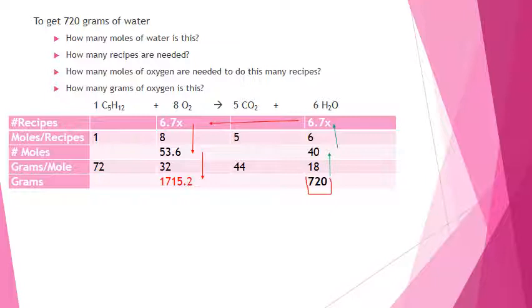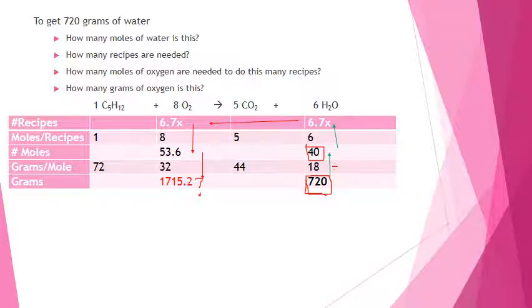So here's what you're starting out with. You want to get 720 grams of water, and what you want to do is find out how many grams of oxygen you're going to need to make that. Okay, so first thing you have to do is figure out how many moles. So this is where you got to go. Question mark. So you have to figure out how many recipes. So every mole of water weighs 18 grams. So 720 can be divided into groups of 18, 40 times.